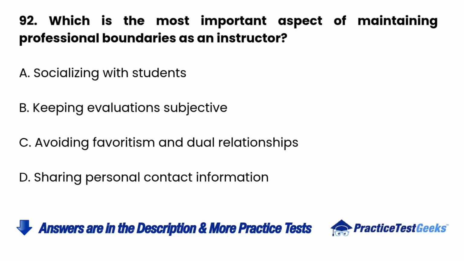92. Which is the most important aspect of maintaining professional boundaries as an instructor? A. Socializing with students. B. Keeping evaluations subjective. C. Avoiding favoritism and dual relationships. D. Sharing personal contact information.